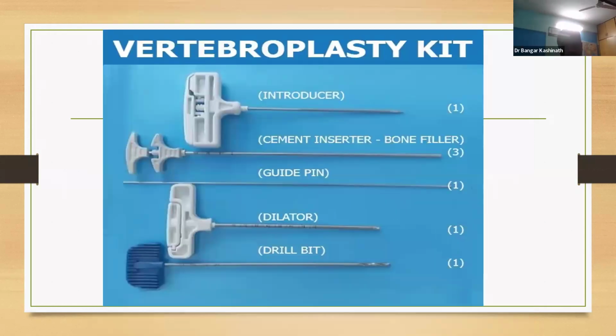Okay, so the vertebroplasty kit, the name itself suggests it is for vertebroplasties. Here you will be asked about indications and contraindications. If the posterior cortex is broken, that becomes a contraindication for vertebroplasty. So you will have an introducer, a cement inserter, guide wire or guide pin, dilator and drill bit. The procedure will be asked. Here, important is that you do not cross the medial border of the pedicle till, in lateral view, you are into the vertebral body.